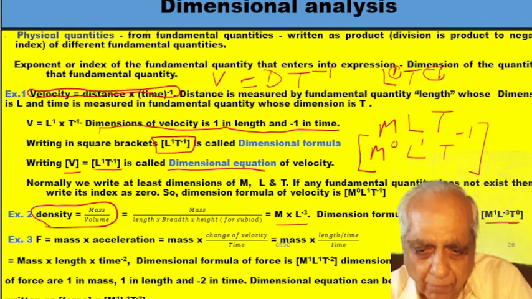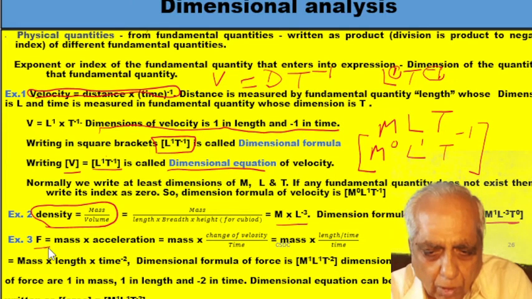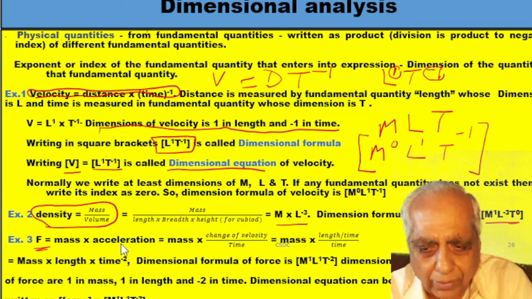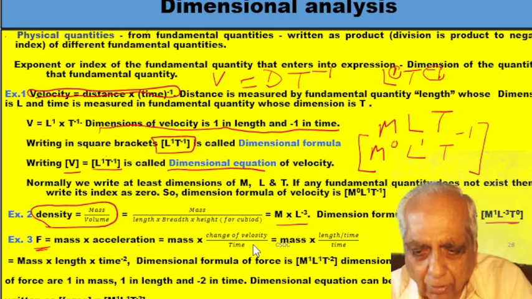Now similarly, let us write the dimensional formula of force. Force is mass into acceleration. So mass I will write as mass, but acceleration I can write as change of velocity upon time. Change of velocity means length upon time, and upon time again, so the denominator will have time twice. So my formula will become mass into length upon time square. So it will become m raised to 1, L raised to 1, t raised to minus 2. These are the dimensions of force.